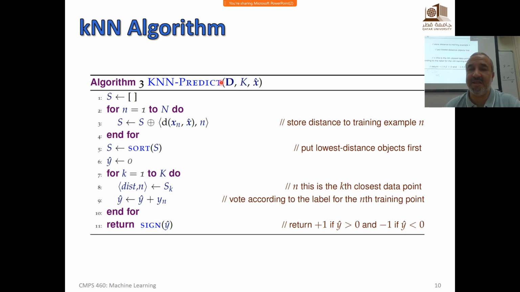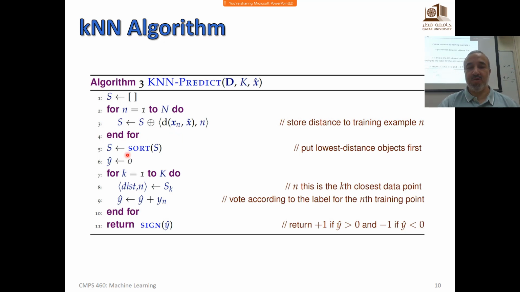So D here is the training data, the training set. And K is the hyperparameter, the value of K. And this is the test point that we want to predict the label for. So in order to do prediction, we have to find the closest points, right? In steps 2 and 3, we compute the distance between the test point, which is X hat here, and every point in the training set.